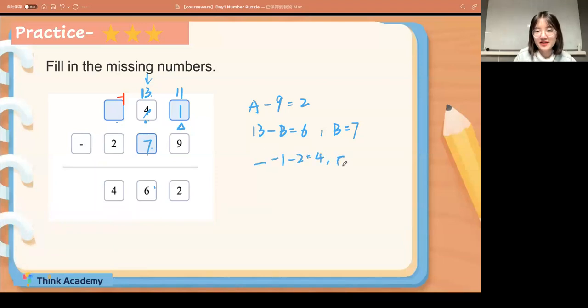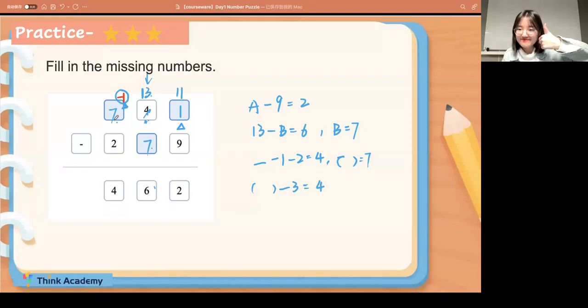This number will be 7. Are you sure? Can you check? So a number minus 3 equals 4. This number will be 7. Brilliant. Because we have borrowed 1 from this column. So please remember there is a borrowed 1. So this number should be 7. Okay, does that make sense? Okay, and then we can do a double check. Brilliant, everyone. Proud of you.